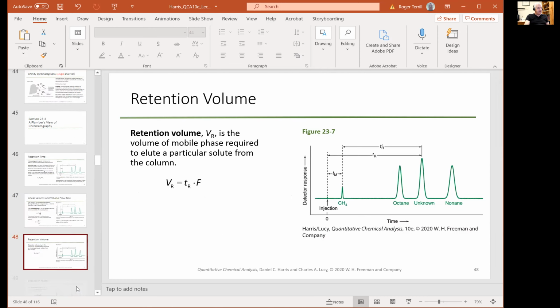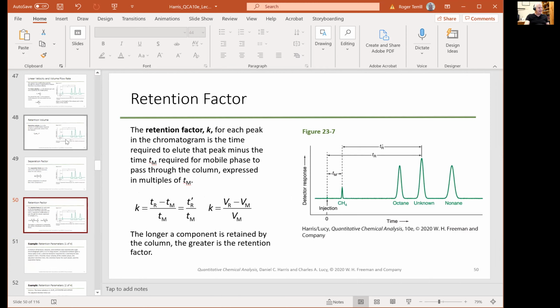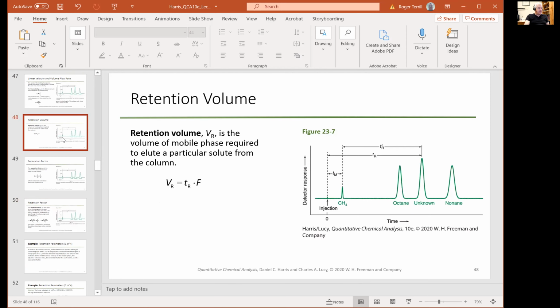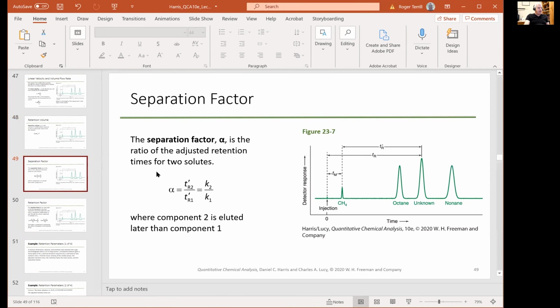I don't care about that. Nobody cares about that. Sorry, oops. See, there's that. There's that. So retention volume, nobody cares about that.